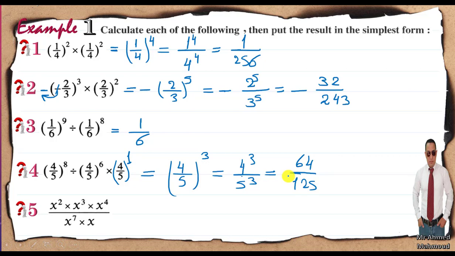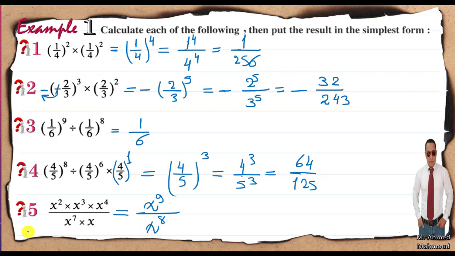Finally, number 5, we have x to the power of 2 times x to the power of 3 times x to the power of 4 over x to the power of 7 times x to the power of 1. So I'm going to collect the numerator together and the denominator together, because all of them have the same base x. So I'm going to write x and add 2 plus 3 plus 4 equals 9. Down we have 7 plus 1, 8. So it will be x to the power of 8.